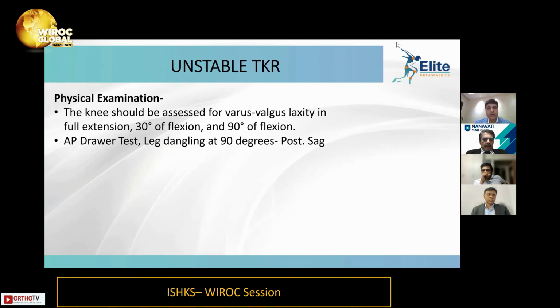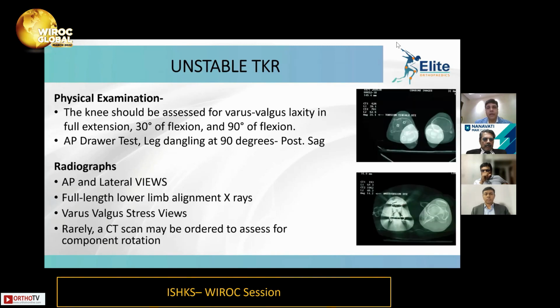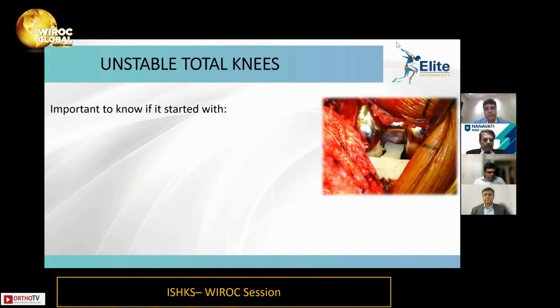The AP drawer test, with the leg dangling at 90 degrees, would tell you about posterior sag. I'm very sure Dr. Rajpalani and others who are high volume CR users, we at times get patients coming in with a lax PCL subsequently. So to check that your PCL is functional, you have to do these kind of tests. On the radiographs, as was narrated earlier, you have the AP and lateral views, and full length coronal and sagittal views. In cases of coronal plane instabilities, you have to have varus valgus stress views. Or in cases where we suspect a malrotation of the femur or the tibia, a CT scanogram is required.